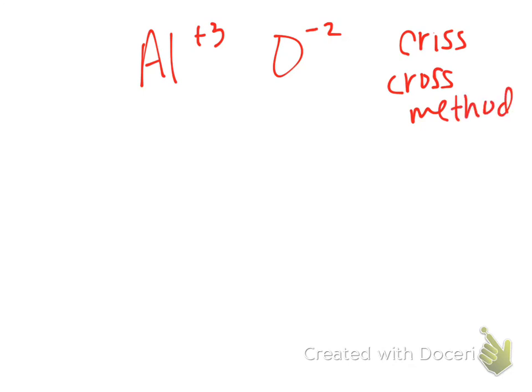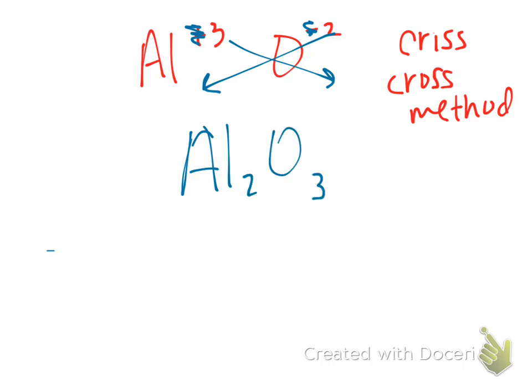And what happens is that we disregard the plus and the minus, and we crisscross them down, which means our compound is Al2O3. Isn't that exactly what we just came up with by balancing the charges? Yeah, it's exactly the same thing, but it took us a lot less time.